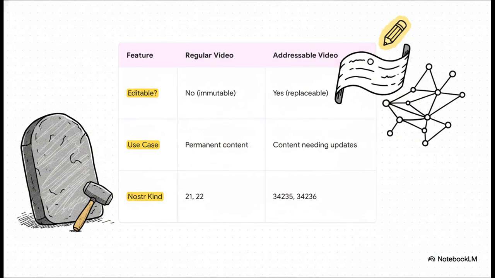VidStr also gives you a choice when you upload, and this is pretty neat. You can choose between two types. Regular videos are what they call immutable. Think of it like carving something in stone. Once it's out there, it's out there. You can't change it. But then you have addressable videos. These are editable. You can go back later and tweak the title, update the description, or even swap out the video file. So creators get to choose. Do they want permanence or do they want flexibility?